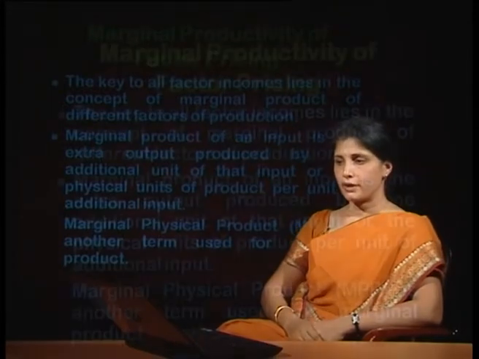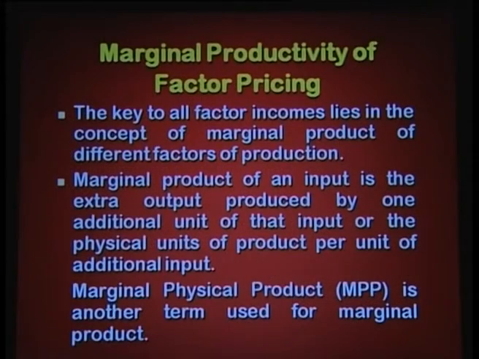Marginal productivity of factor pricing. The key to all factor incomes lies in the concept of marginal product of different factors of production. Marginal product of an input is the extra output produced by one additional unit of that input, or the physical unit of product per unit of additional input. Marginal physical product is another term used for marginal product.